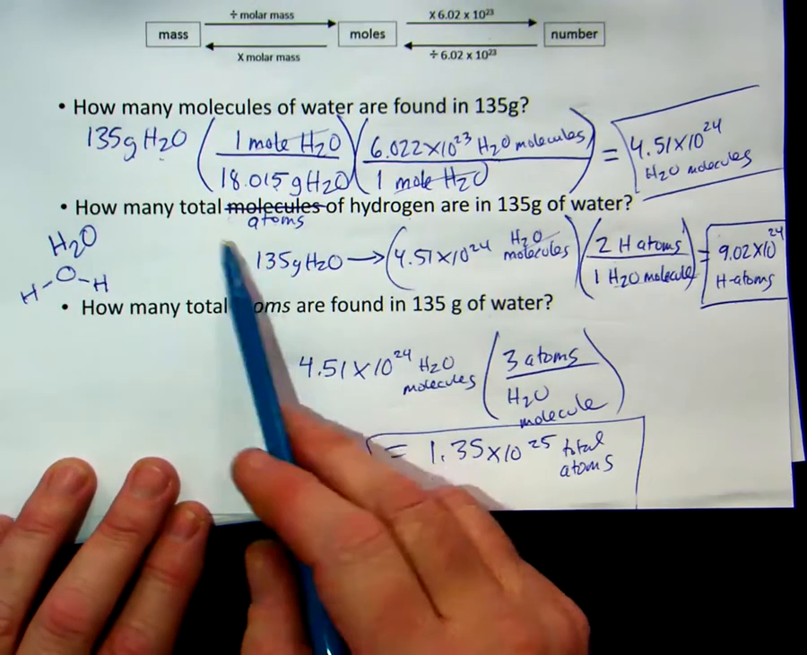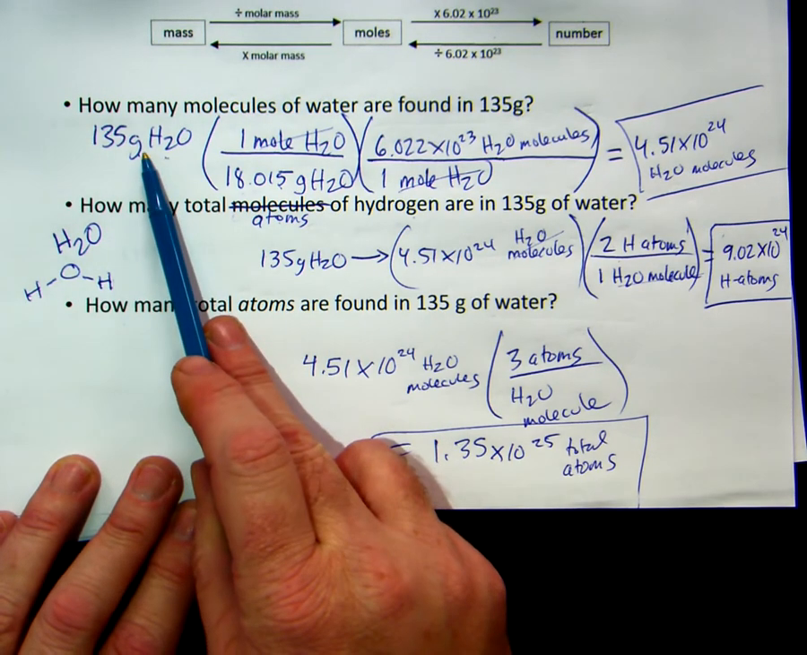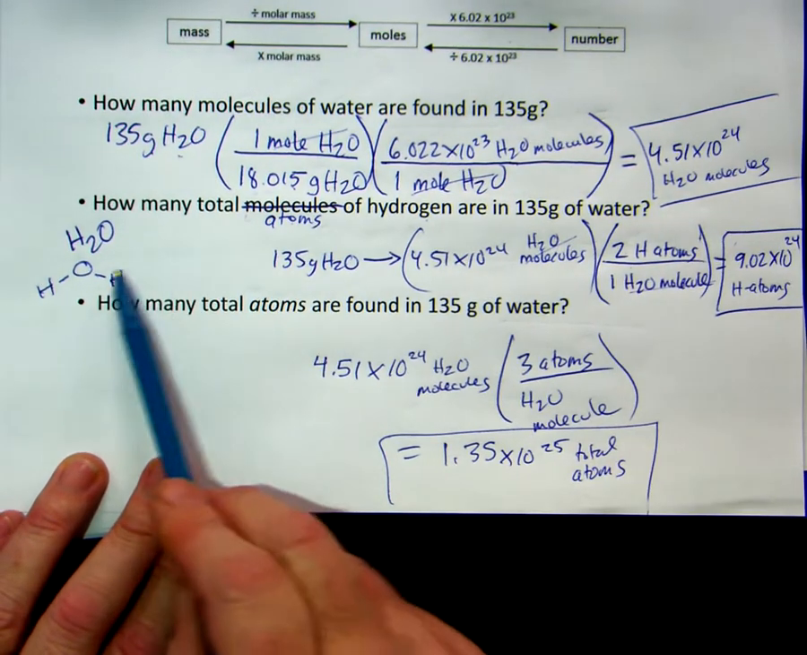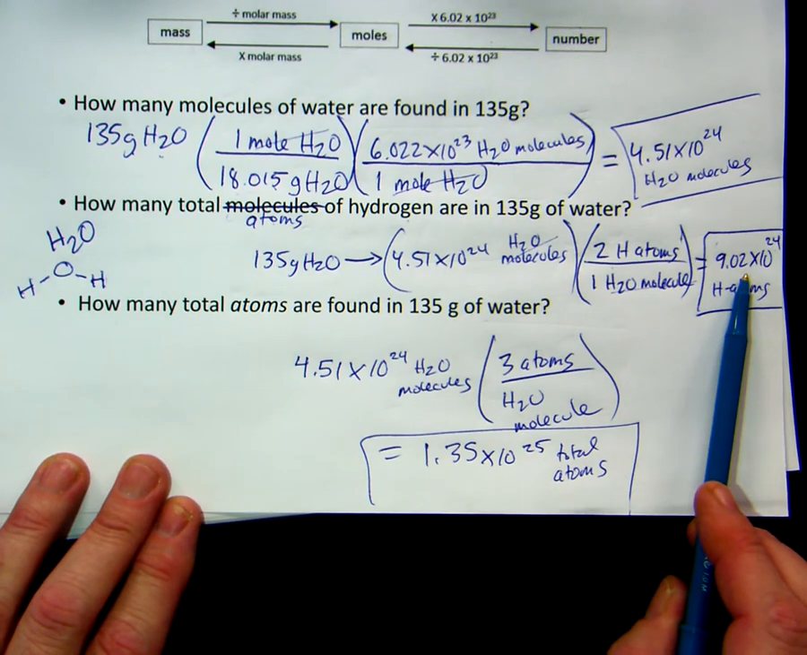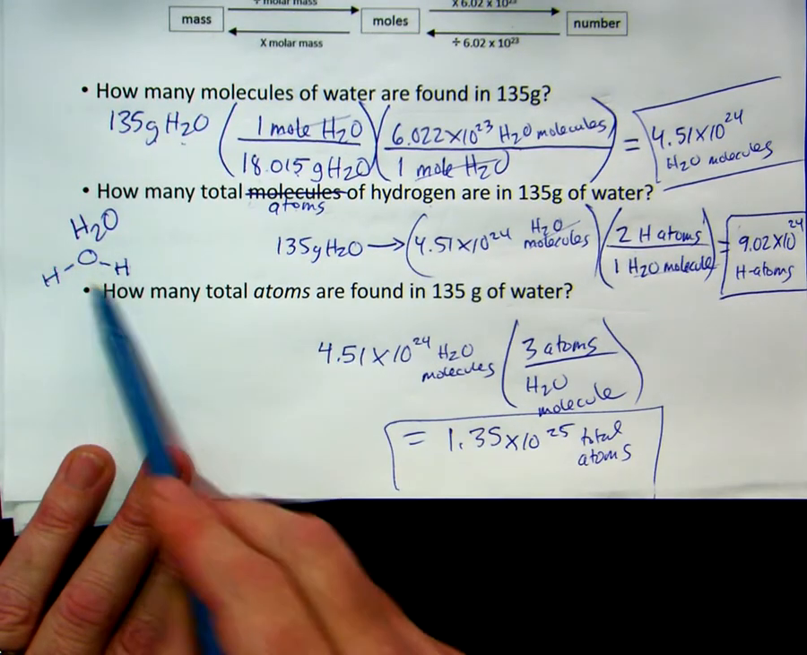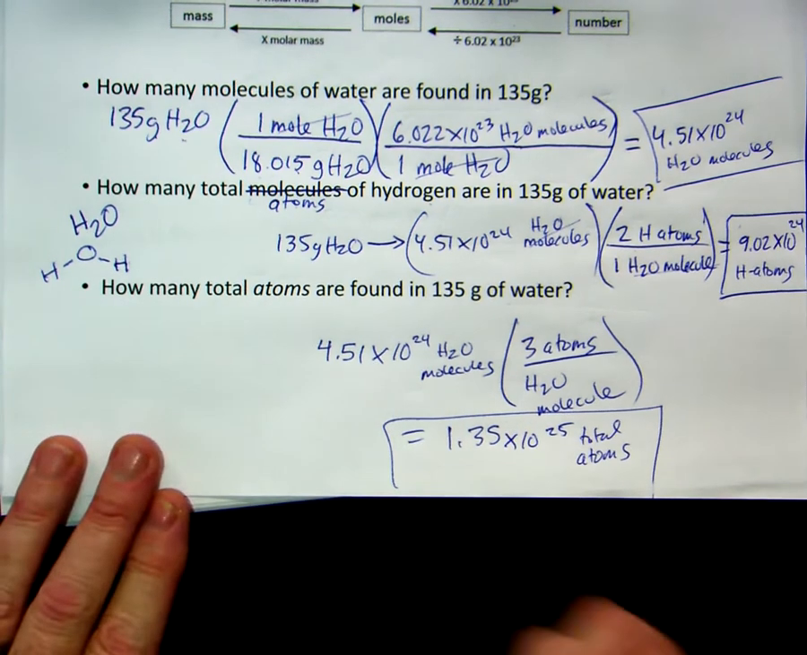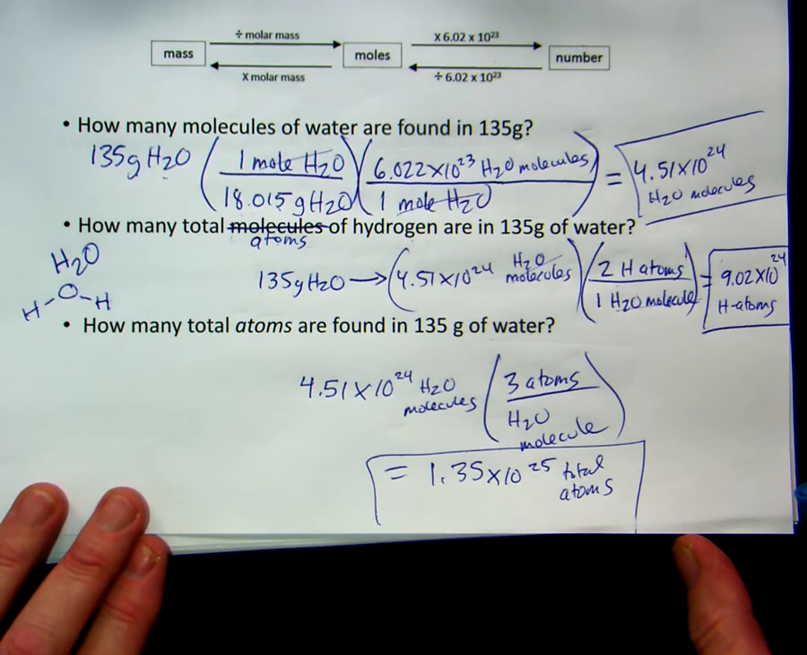So this is a good way to think about the parts and how math would apply to them. 135 grams of water, did the work, it's that many water molecules. Okay, if there's 2 hydrogens per water molecule, how many total hydrogens would there be? That many. If there's 3 total atoms per water molecule, how many total atoms would be in 135 grams of water? All right, question. How do you graph the 2 and the 3 atoms?